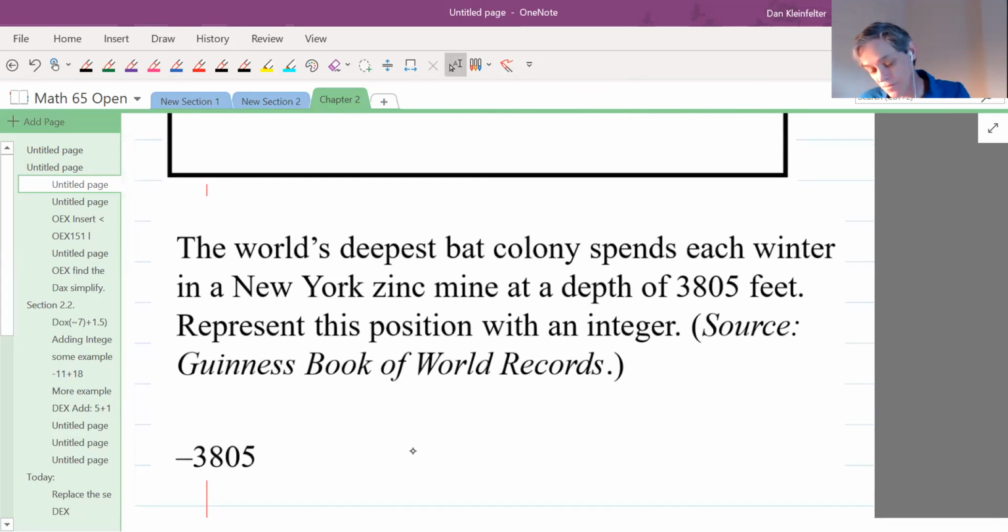Little conceptual example first. Here it says the world's deepest bat colony spends each winter in a New York zinc mine, of all places, at a depth of 3,805 feet. We're to represent this position with an integer. So negative numbers are frequently used to represent things like money that is owed or heights and depths below the surface of the ocean or below ground, temperatures, things like that. Here we're going to use a negative number to represent a distance below ground. So this mine is 3,805 feet below ground, so we can represent that as its depth as negative 3,805.